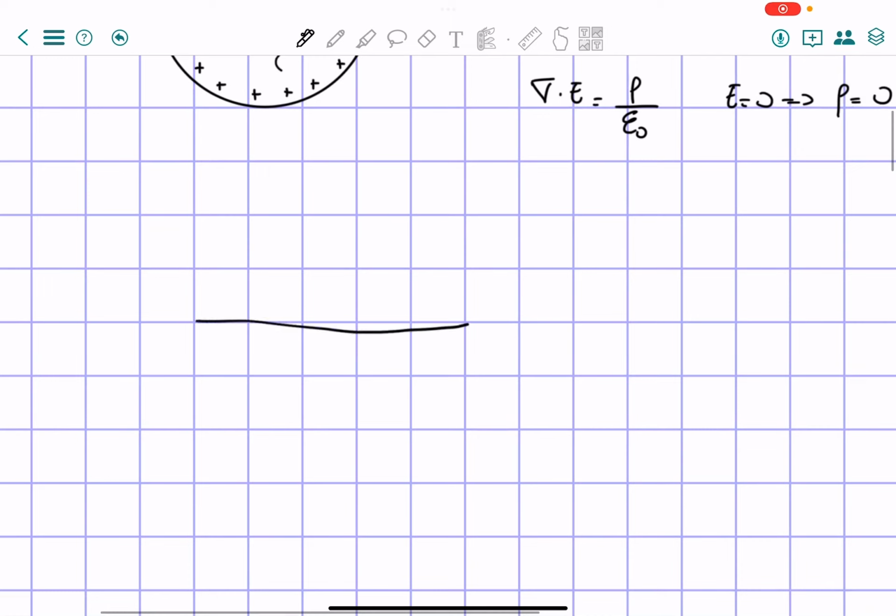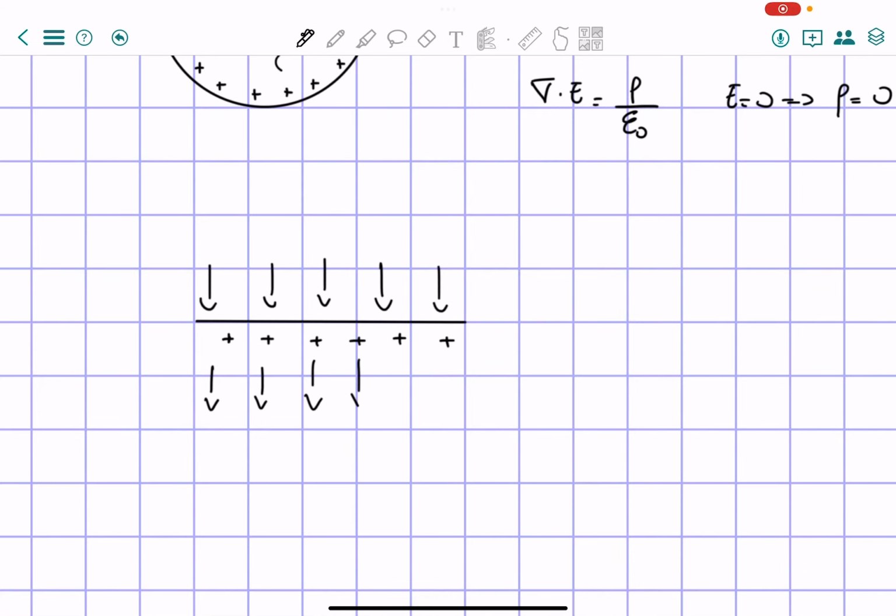Well, let's imagine a flat piece charged, in this case, positively charged. And we have an electric field, or a force, that is the same, and it's pushing down, in that case, perpendicularly. That means that all the charges will just have a force pushing them down, not around.